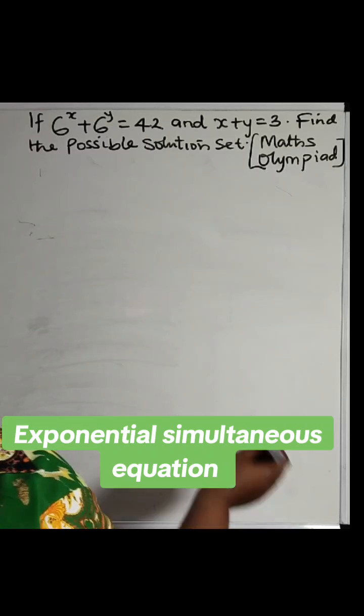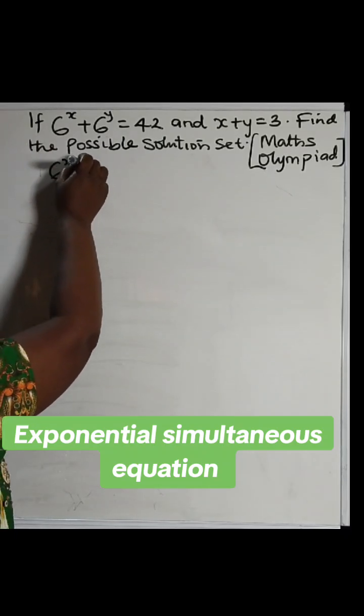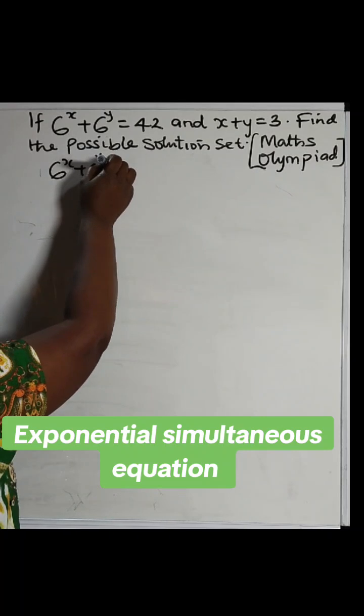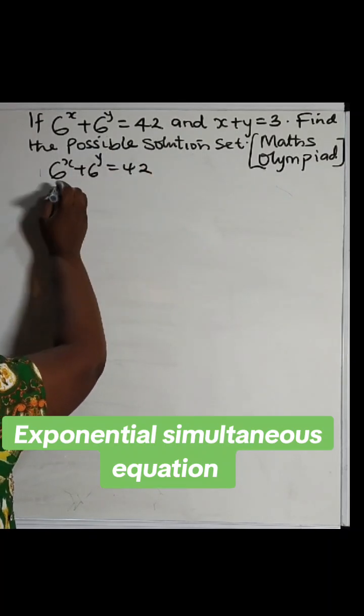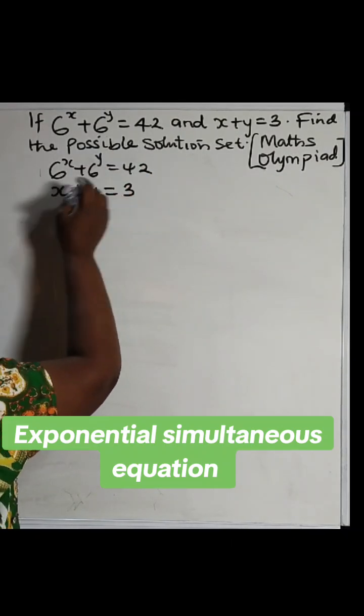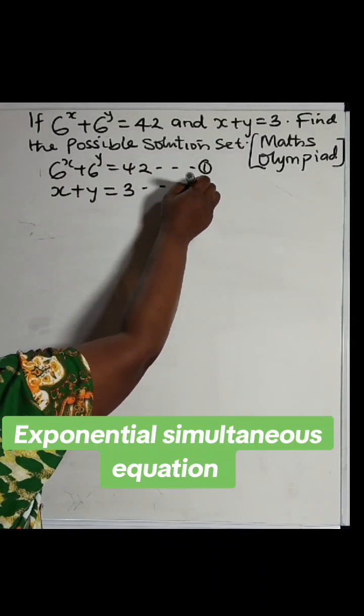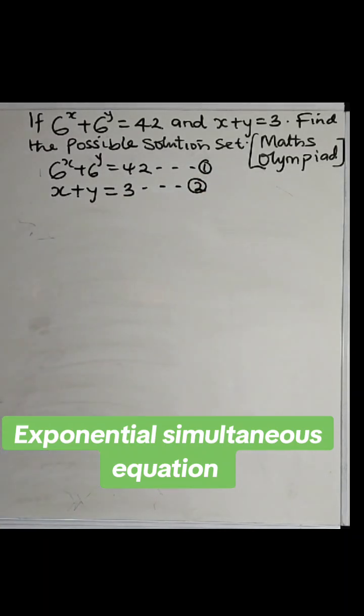Now, we have that 6 raised to power x plus 6 raised to power y is equal to 42. x plus y is equal to 3. We'll call this equation 1 and this equation 2. Now we are going to use the substitution method to solve this. We are going to make x in equation 2 the subject of the formula.